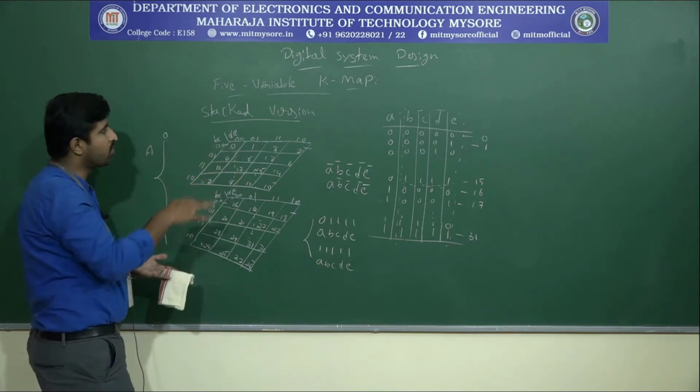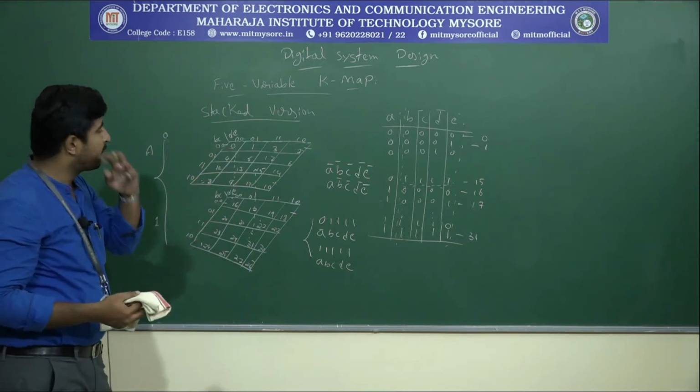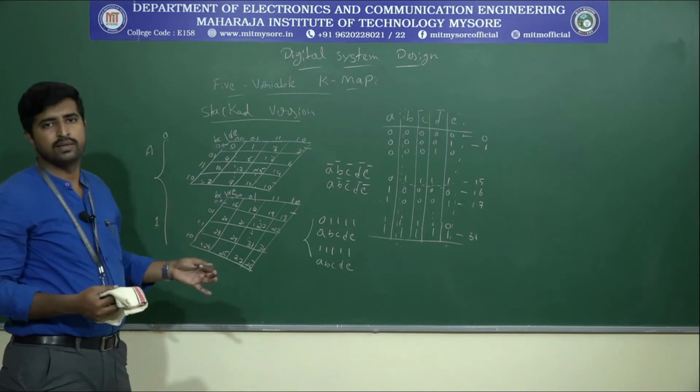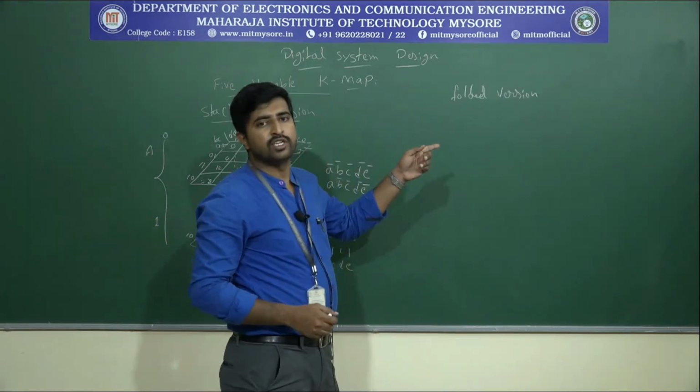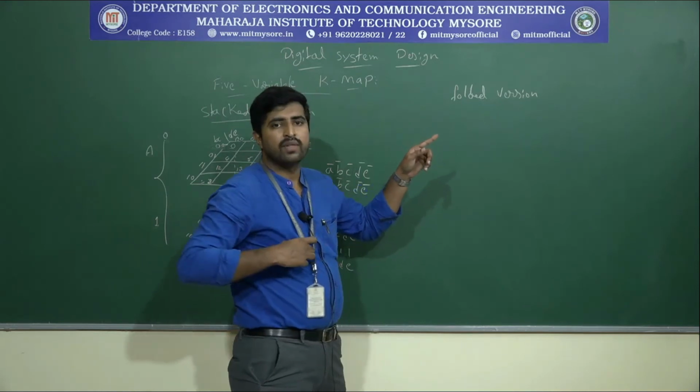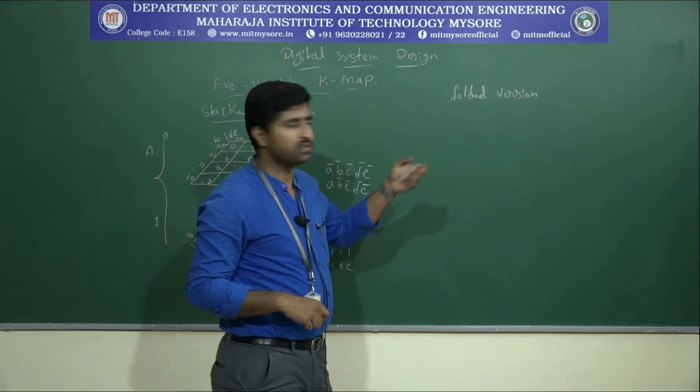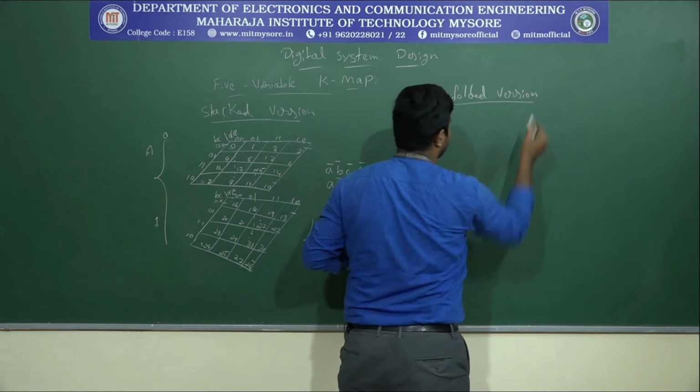Okay, so this is one version in which we can write a K-map. That is called a stacked version. Next we will see the folded version, which we also call the mirror image version. So how are we going to write it?